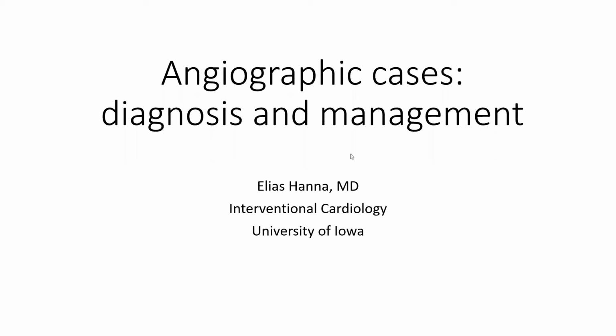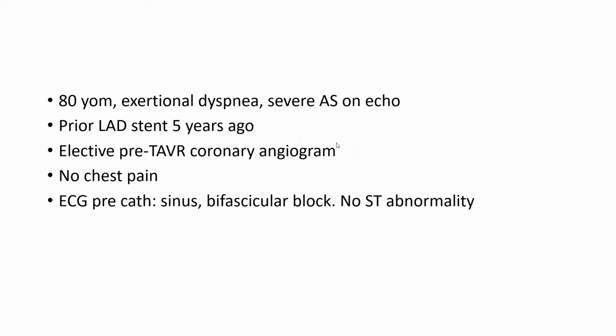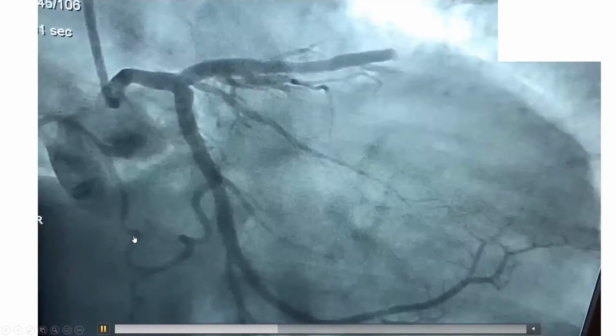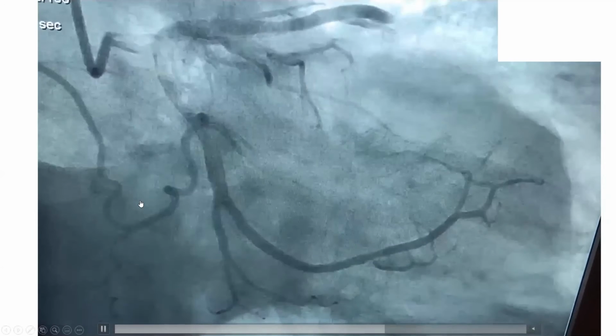So I will show some interesting angiograms where you have to make a diagnosis and decide how to manage on the spot. This is the case of an 80-year-old man. He's coming for an elective coronary angiogram pre-TAVR. He's not having any ongoing symptoms. So this is the first image of his coronary angiogram done transradially.